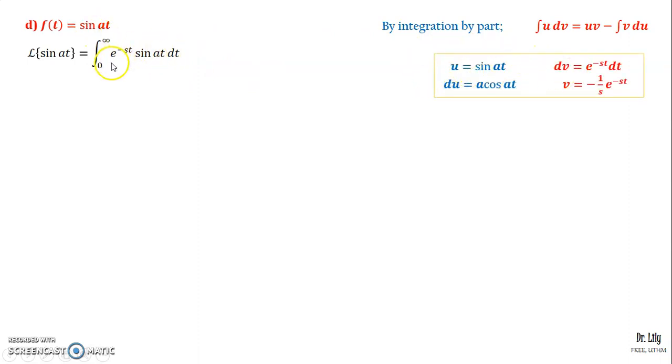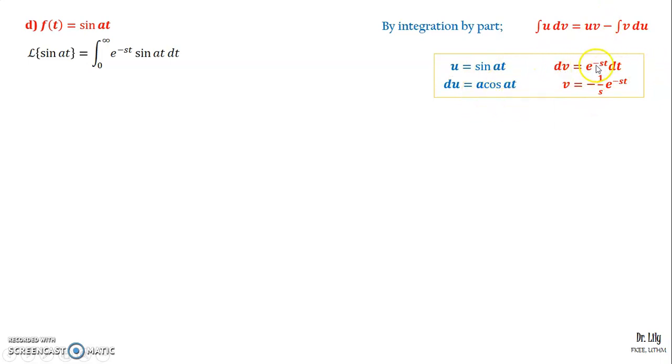So dv kita adalah eksponen negatif st dt. Okay. And then daripada u ni, you kena carikan dia punya du sebab you nak gantikan dekat sini. And then daripada dv juga you kena integrate, you nak dapatkan v sebab you nak gantikan dekat sini. Okay. So sin at kita differentiate dapat a cos at.